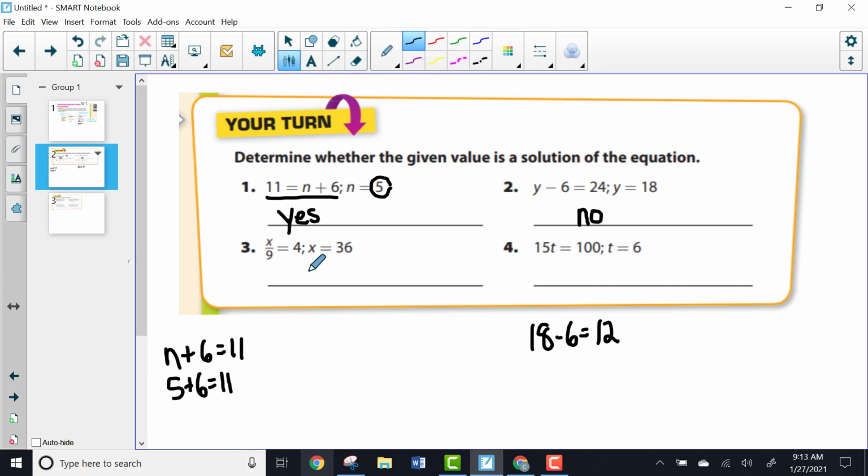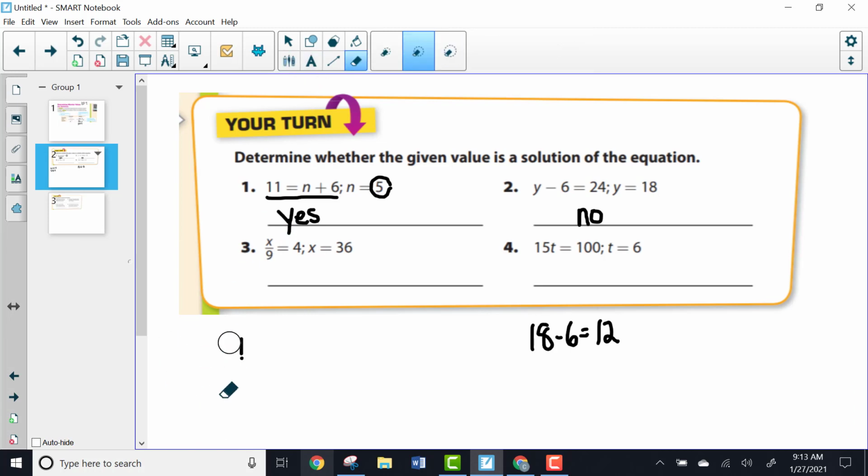Next one. Remember, whenever we look at a fraction like this, that means division. And the numerator is the dividend. The denominator is the divisor. Okay, so that's important to understand with this. So what they have for us here is x divided by 9 equals 4. And they're saying a possible solution would be plugging 36 in for x.